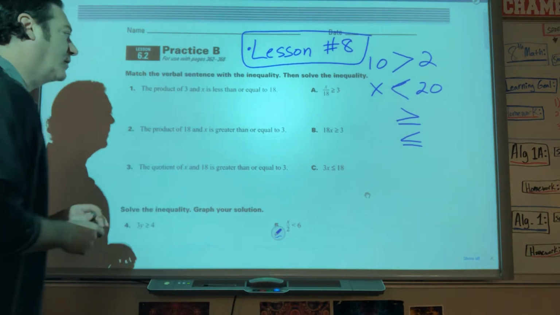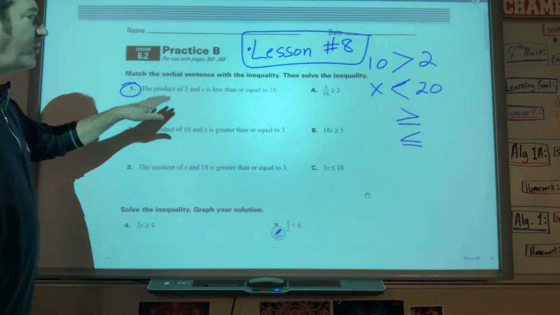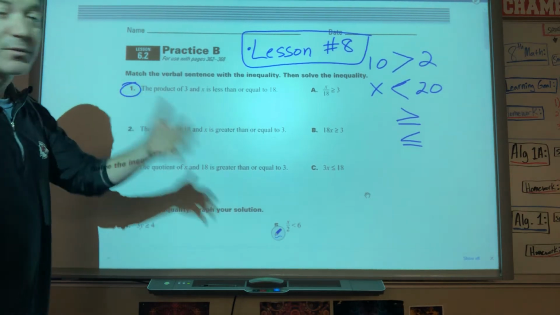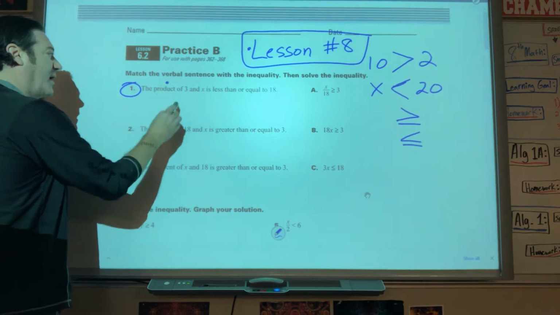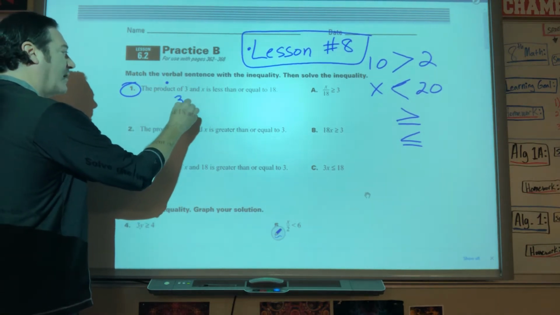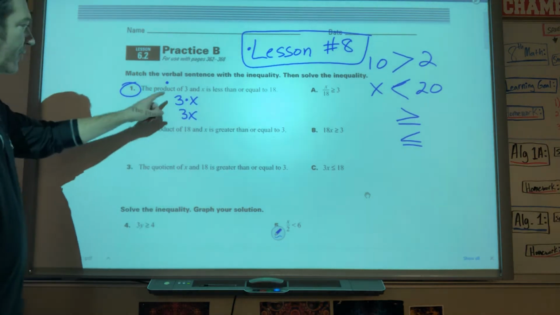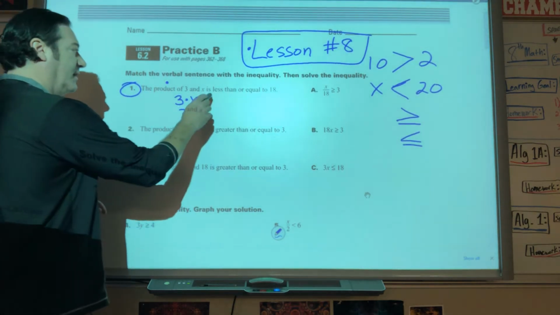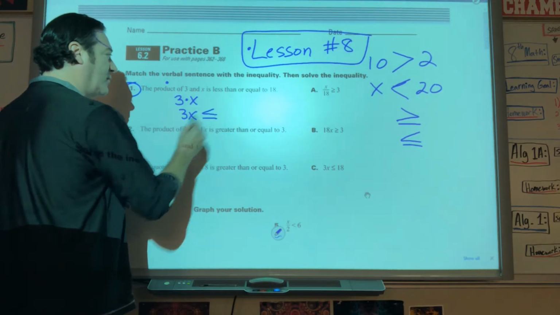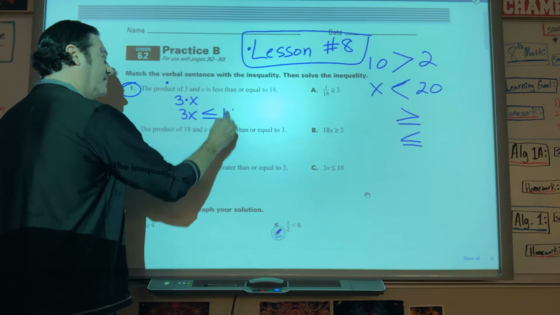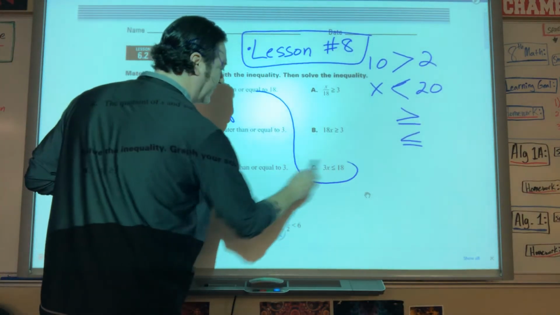All right, let's take a look at number 1. Okay, I'm going to do one from like each section. So we have a verbal phrase, we're going to write an inequality, and then I'm going to go ahead and solve it. So it says the product, that means to multiply, the product of 3 and x, so how about the 3 times x, which I could just say 3x, right? The product of 3 and x is less than or equal to 18, okay? And so that would match up here with C.